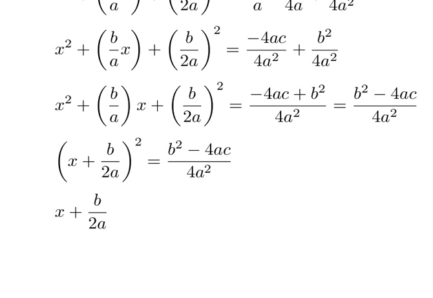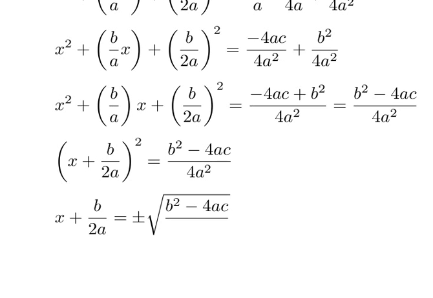So that means we have x plus b over 2a equals plus or minus, and this one's going to be a hard one, the square root of b squared minus 4ac all over 4a, wait, what did I do? Okay, missed something, sorry, 4a squared. Let's see if I typed this incorrectly. Yes, looks like I did type it incorrectly. So we have x plus b over 2a equals plus or minus the square root of b squared minus 4ac over 4a squared.